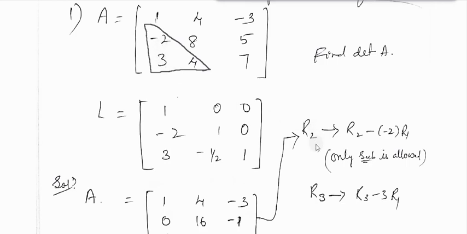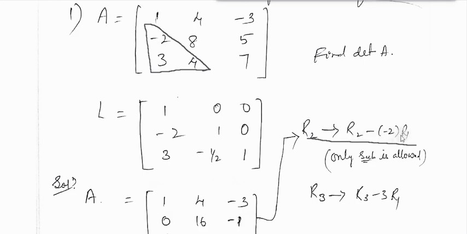Here I have a set of transformations. First I'll apply the transformation on the second row with the help of the first row. I'm changing the row R2 to R2 plus 2 times R1, because here we have a minus sign. In order to make this entry 0, the element should be of the opposite sign. So the transformation is R2 minus of minus 2 times R1.